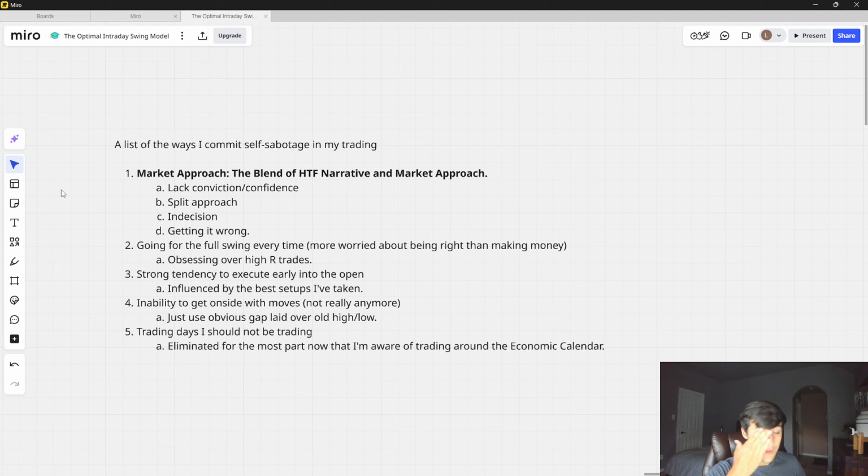If I come to the market and it's so one-sided and I'm confident in one idea and I'm just looking for that, it's going to be a good session. It's that simple. A lack of conviction and confidence is going to ruin that session. A split approach is going to ruin that session. Indecision is going to ruin that session. And getting my market approach wrong is going to ruin that session. But I am going to get it wrong invariably. There are going to be times I get it wrong.